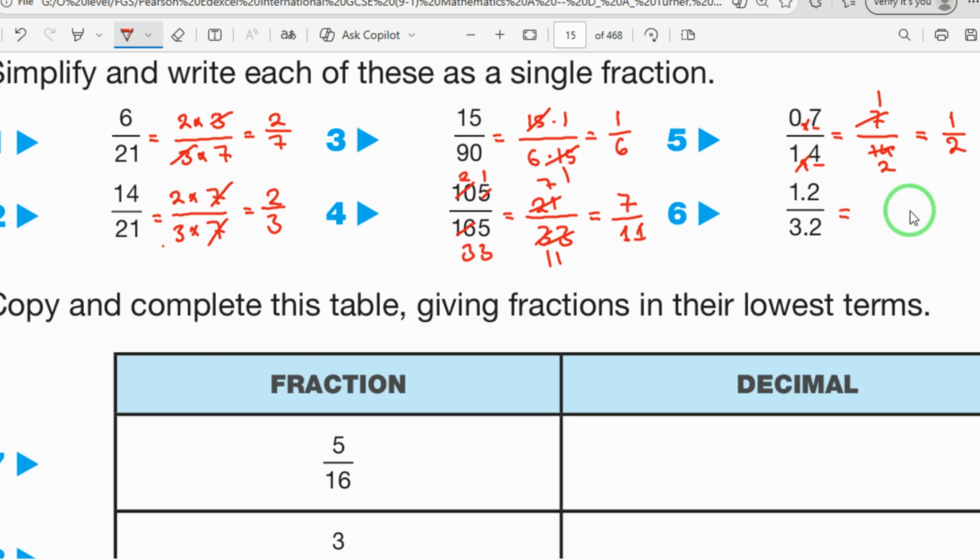The same way we come to question number 6. Here also we have the same number of decimal places in numerator and denominator. Both of them are equal. We directly ignore the decimal point. Actually it's equal to 12 over 32. Now we can divide by 4. 3 times 4 is 12, 8 times 4 is 32. So the answer is 3 over 8.